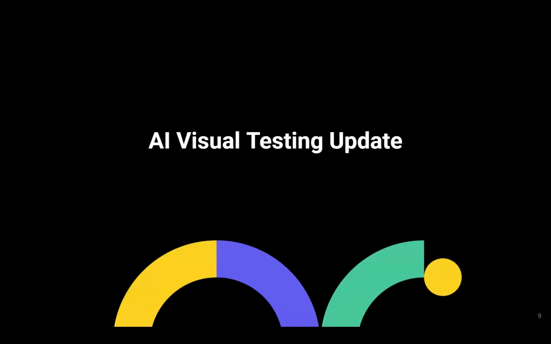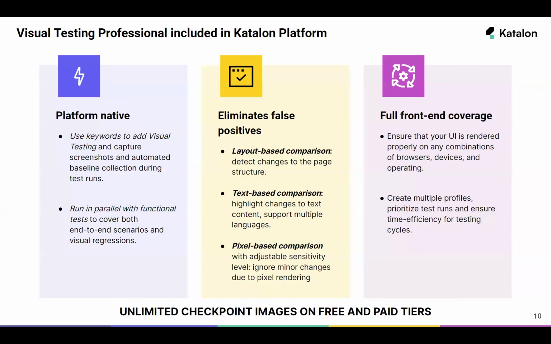So the next piece, go ahead, next slide, is the AI visual testing update. Starting late in June, early July, an update was released where Visual Testing Professional, which is our existing AI visual testing capability that was released last year, is now part of the Katalon platform, aka TestOps, which is the product that not all of you folks might be using. We have a lot of customers that are basically just using Studio for authoring tests and possibly KRE for executing those tests in parallel on premises.